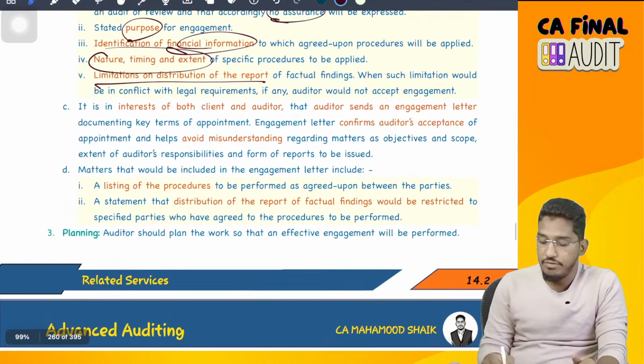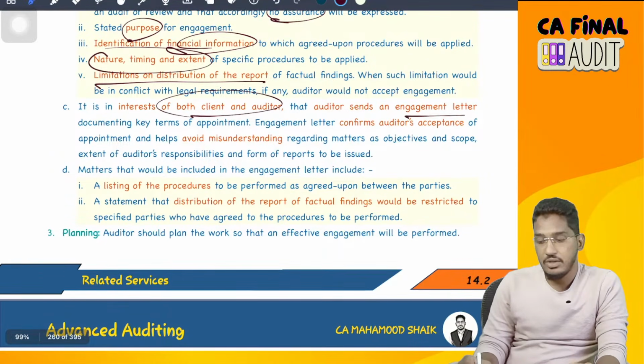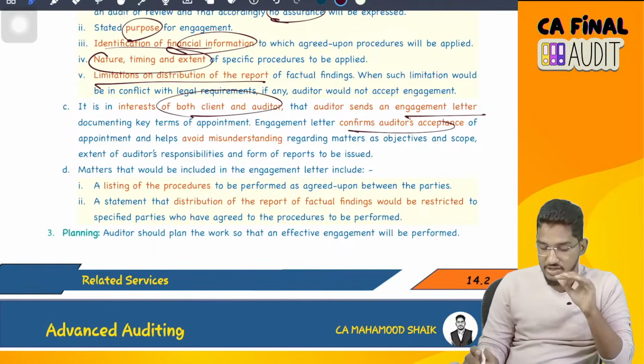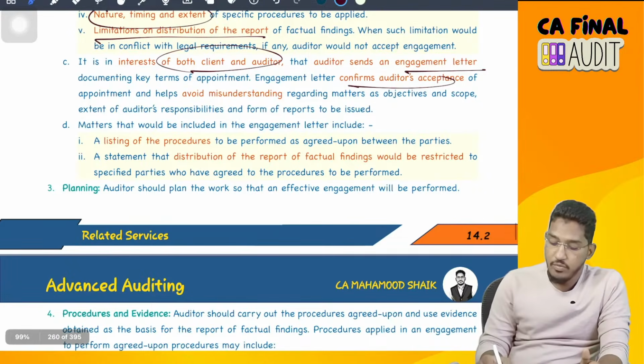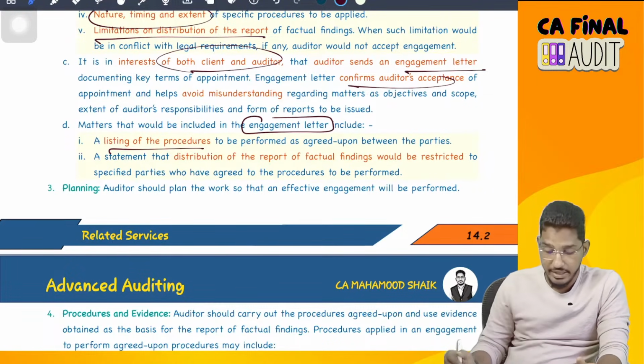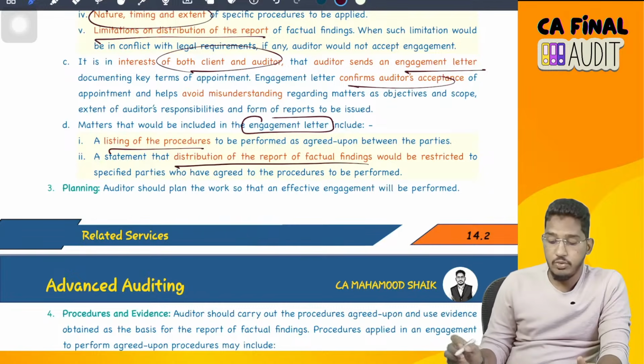So it is in the interest of both the client and the auditor that the auditor sends an engagement letter and the client signs it and agrees to the terms of the engagement. Next, what else you can include in the engagement letter is a list of all the procedures which you have agreed, and also distribution of the report of factual findings.